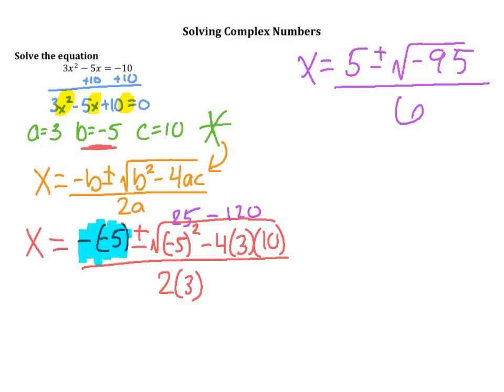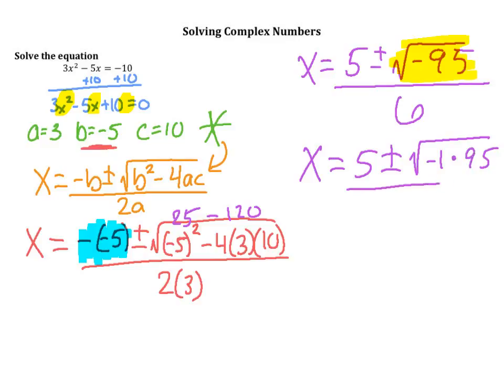Now, I would like you to pause this video, grab a calculator, and type in this information right here, which is the square root of -95. If you actually did it, your calculator would say it's a non-real answer. And that's where the imaginary comes into place. So you have x equals 5 plus or minus. Now within that square root, something happens. You can look at that as -1 times 95, over 6.